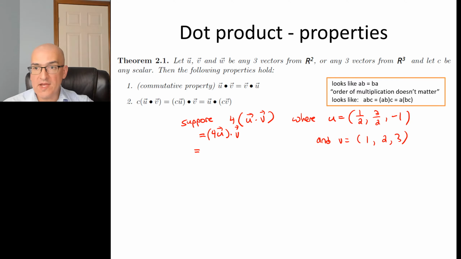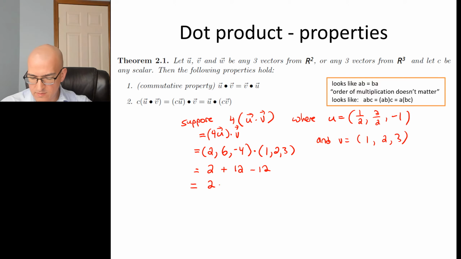So 4 multiplied by each of those components. 4 times 1/2 is 2. 4 times 3/2 is 6. 4 times -1 is -4. And then dot that with v: 1, 2, 3. And now we don't have any fractions. So 2 plus 12 minus 12 equals 2.